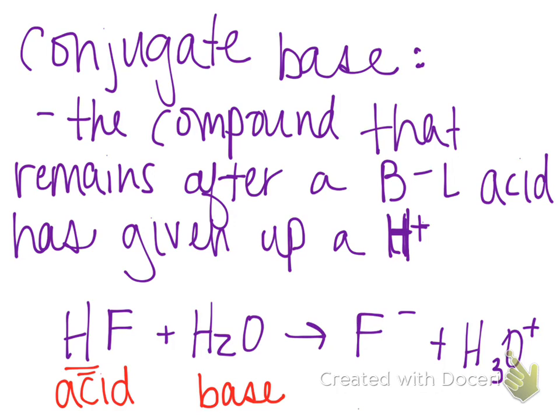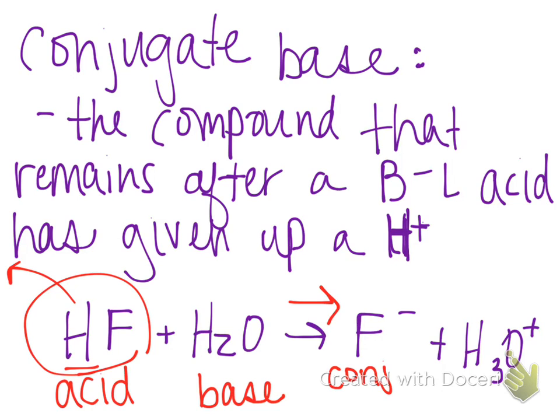So knowing what we know about the definition of a conjugate base, what would be our conjugate base? They're always on the other side of the reaction arrow. After our acid gives up its proton, hydrogen goes away, what's left? A fluorine -1. So this is our conjugate base.